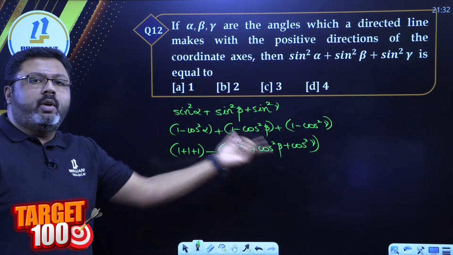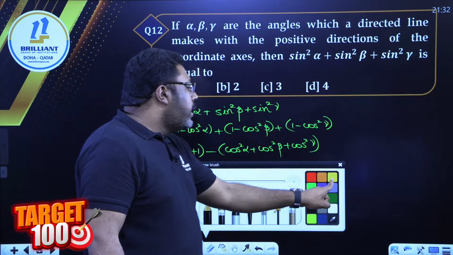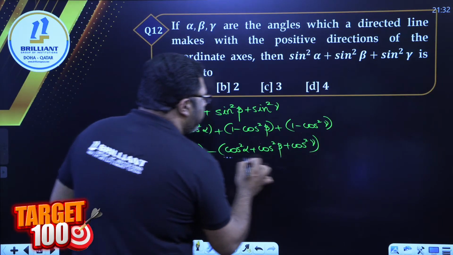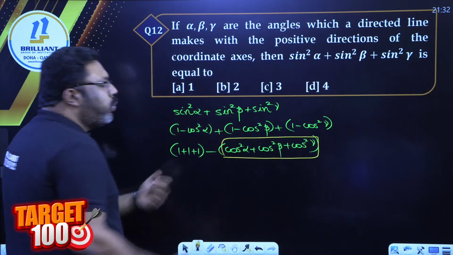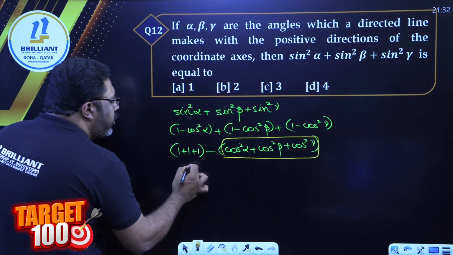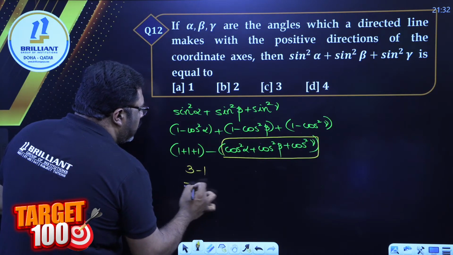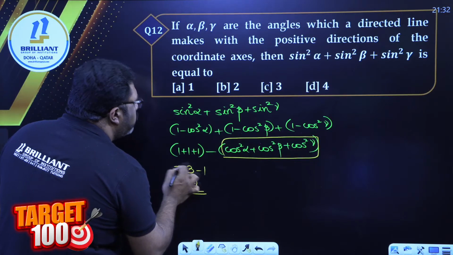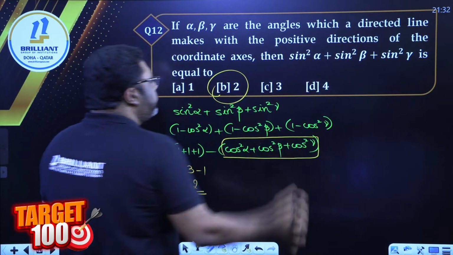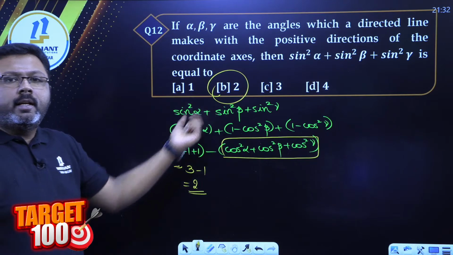So many questions we already did. What is the second bracket for us? It's 1, right? So it's going to be 3 minus 1. The answer is 2. Option B. What is the answer? 2.